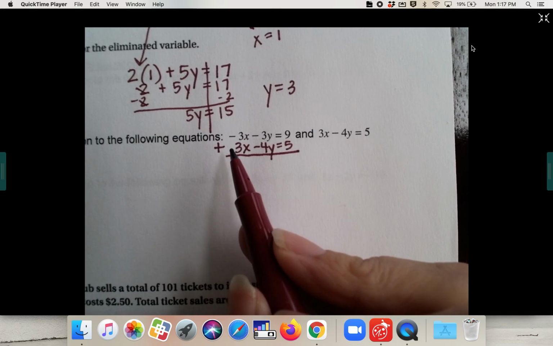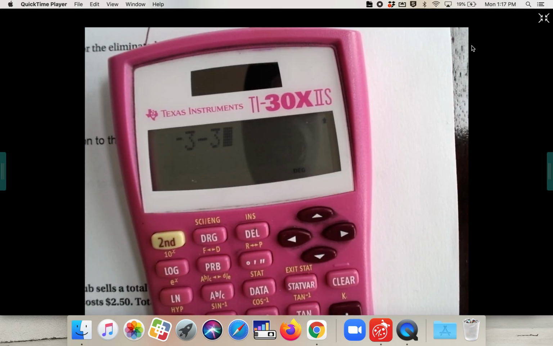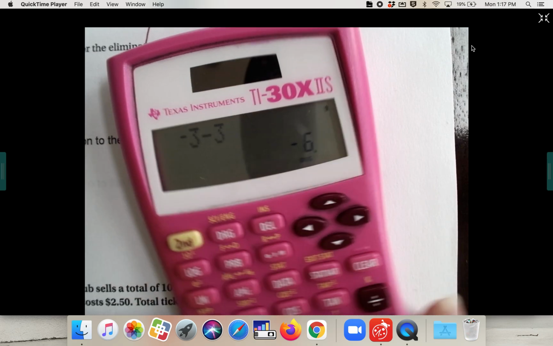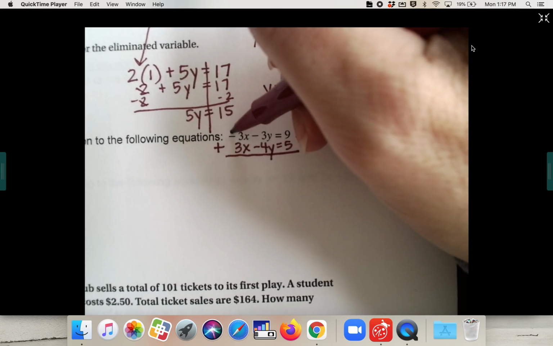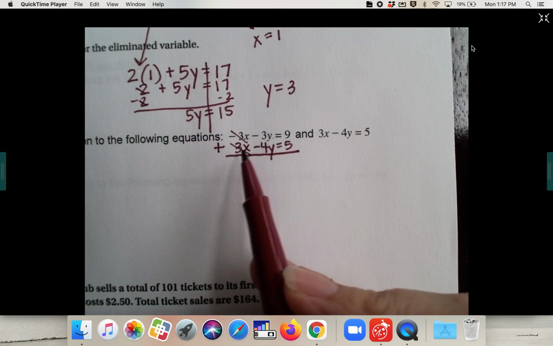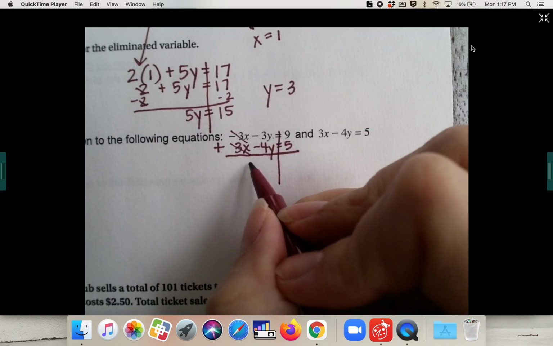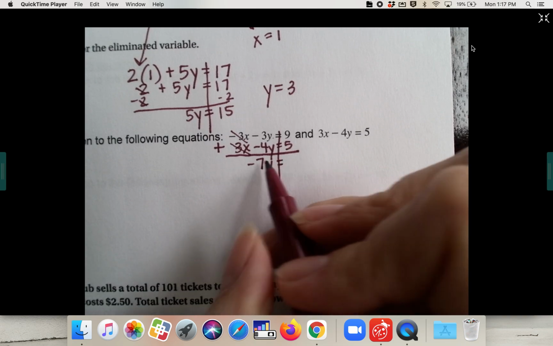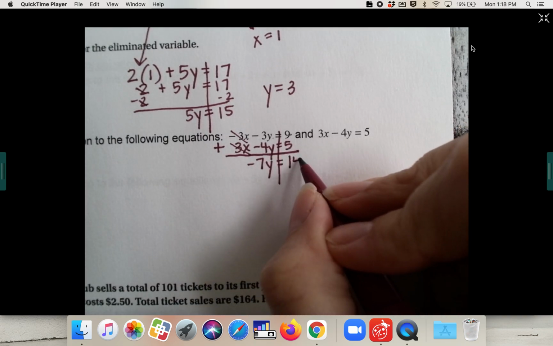If I were to subtract, it'd be negative 3 minus 3, and negative 3 minus 3 is not 0. It's negative 6, so they would not have eliminated. So I'm going to have to add. When I add, these eliminate. When I add negative 3y plus negative 4y, I get negative 7y. And when I add 9 plus 5, I get 14.